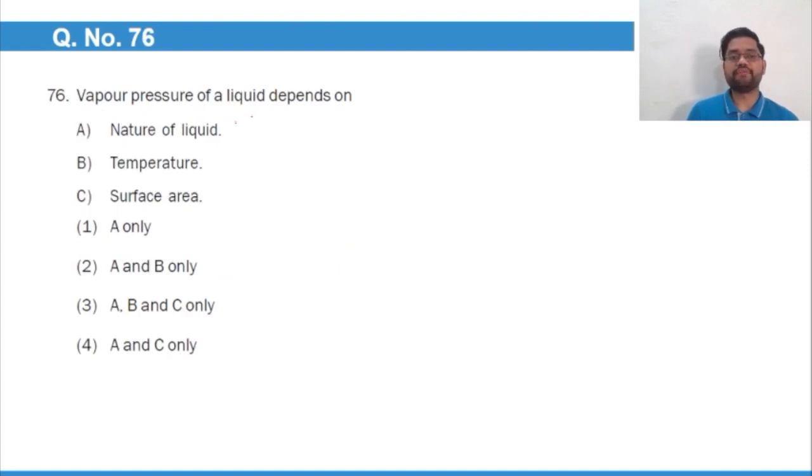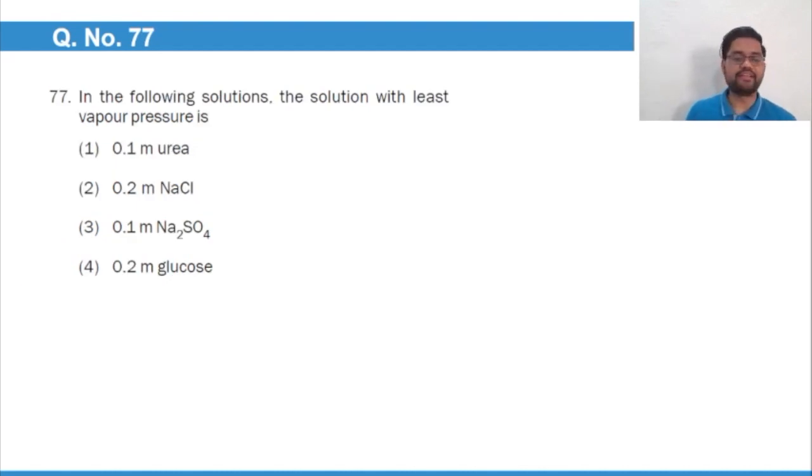Vapor pressure of a liquid depends upon nature of liquid. True. Temperature, yes. Surface area, no. So the option will be A and B. So option number 2 is the right answer. 77. In the following solutions, the solution with least vapor pressure.